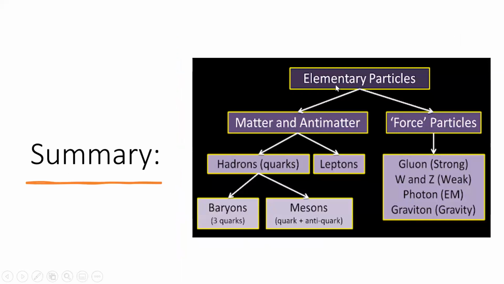A quick summary of elementary particles. Matter and antimatter, that is fermions. Force particles, that is bosons. Fermions are again divided into 2 parts, quarks and leptons. Quarks combine to form hadrons. Hadrons are divided into again 2 types: baryons, that consist of 3 quarks, and mesons, that consist of only 2 quarks. The bosons, those responsible for the forces, are called gluon, W and Z, photon, and graviton. Always remember that the graviton is a theoretical one. Okay? Thank you.